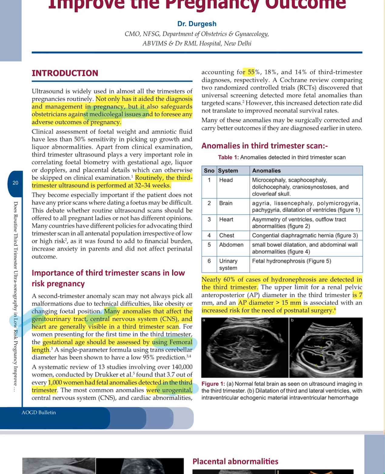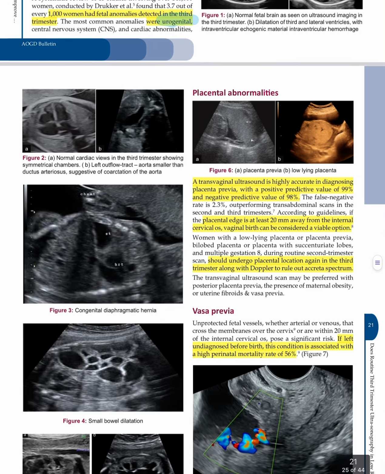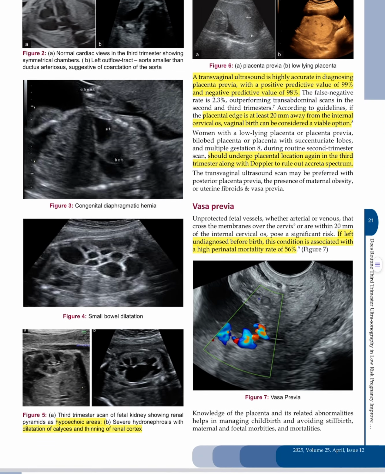In the brain, you can see agenesis, dysencephaly. In the heart, you can see asymmetry of the ventricles. In the chest, you can see hernia. You can see abdominal small bowel dilatations. In the urinary system, it is hydronephrosis. How can you find it? Mainly hydronephrosis is very important because in the third trimester the renal pelvis AP diameter is normally 7 mm. If it is more than 15 mm, that means there is a high risk of surgery postnatally. So you can plan postnatal surgery according to that. Okay, so these are different things.